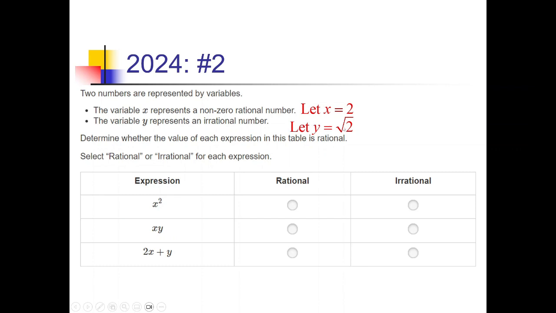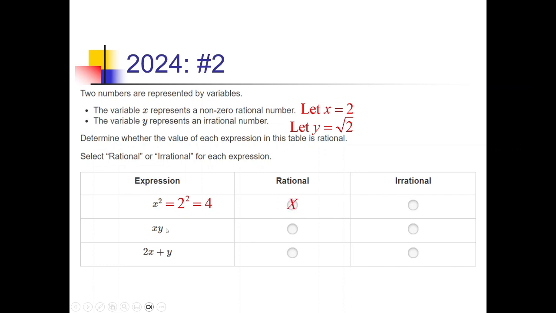Now there are other irrational numbers out there. Some of you might be thinking, hey, pi is a good number to use, but as you'll see down here, that might muddy the waters a little bit. So let's just use the square root of 2 for now. For my first expression, x squared, that's going to be 2 times 2, 2 squared. That's 4. 4 is a rational number, so we'll put rational for that one.